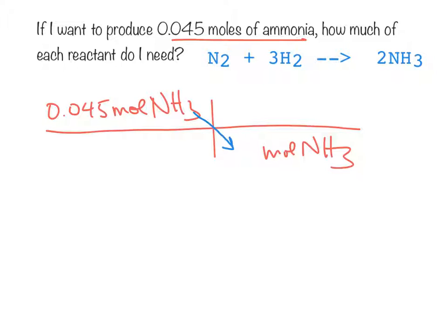So for this case, it doesn't really matter which one I do first. I'm going to do the one that's kind of first in the equation. I'll do N2 just because it happens to be the first one, but I could have done the other one first. So moles of N2. And if I carry all this stuff out, I have to use my mole-to-mole ratio. So my mole-to-mole ratio for NH3 to N2 is 2 NH3s to 1 N2. So I've got 2 moles of NH3 is going to be produced from 1 mole of N2.